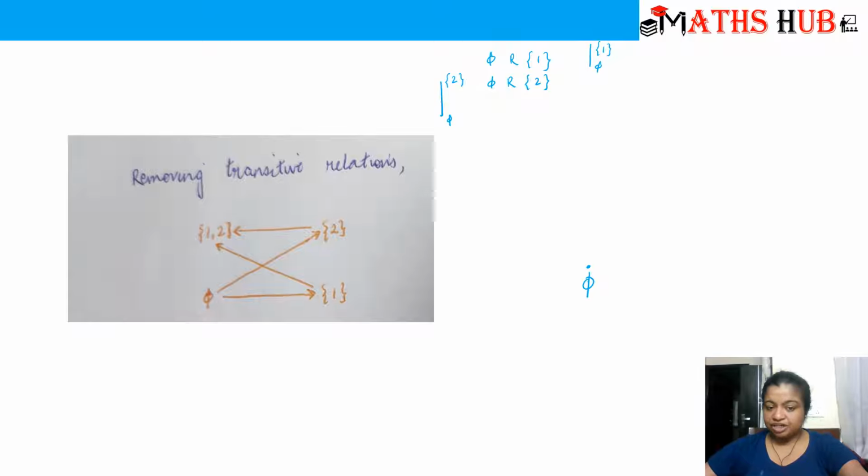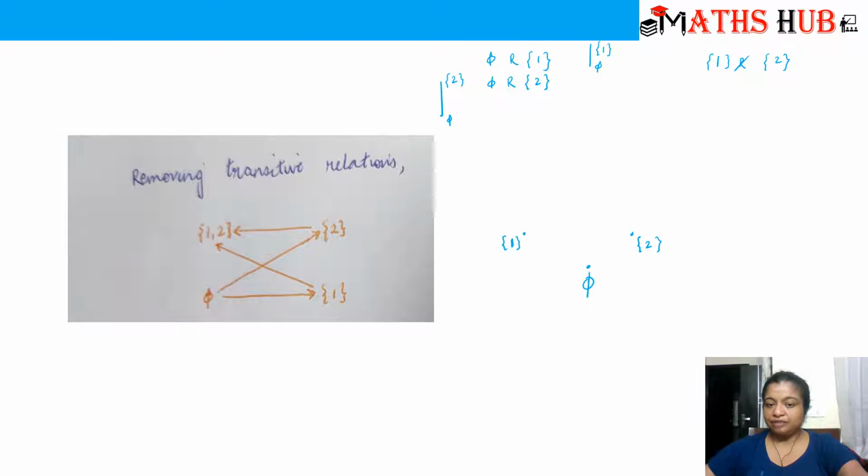Is there any relationship between 1 and 2? Is 1 related to 2? 1 is not related to 2. That means 1 and 2 are non-comparable elements. If 1 and 2 are non-comparable elements, you can place them at the same level. So what we will do? We will place 1 and we will place 2 at the same level. I hope this step is clear.